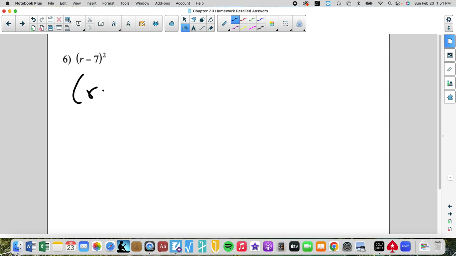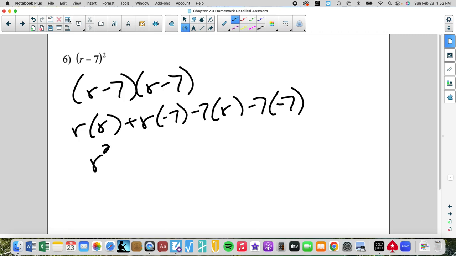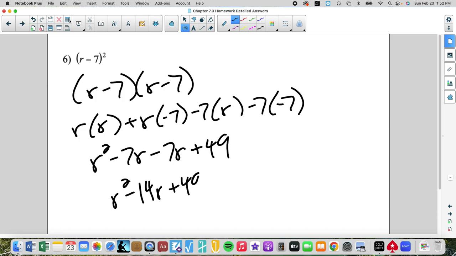r minus 7, r minus 7. r times r plus r times negative 7 minus 7 times r minus 7 times negative 7. r times r is r squared. r times negative 7 is negative 7r. Negative 7 times r is negative 7r. Negative 7 times negative 7 is positive 49. r squared minus 14r plus 49.